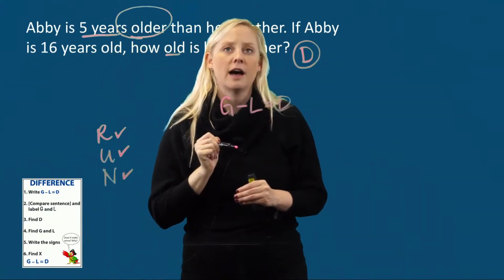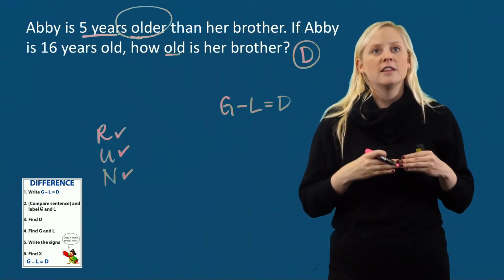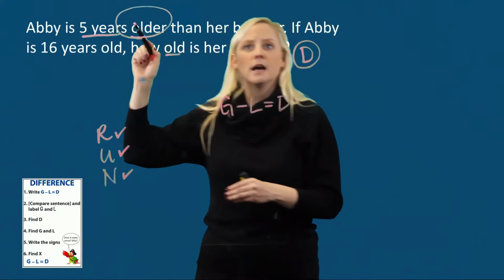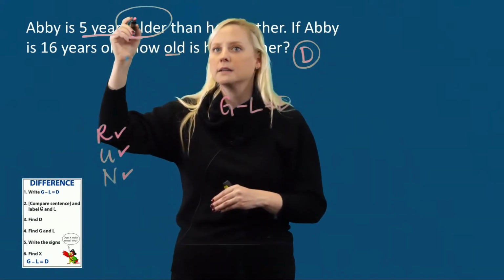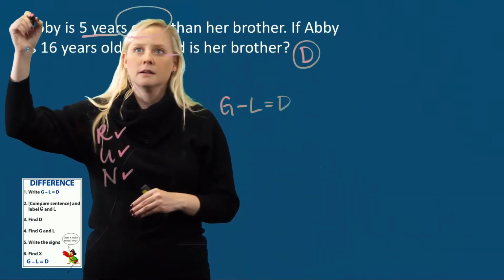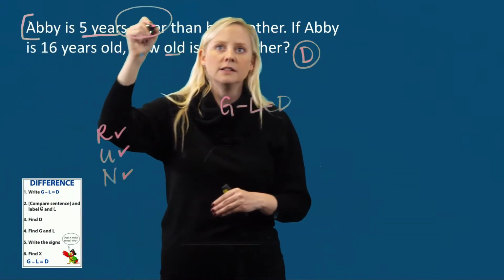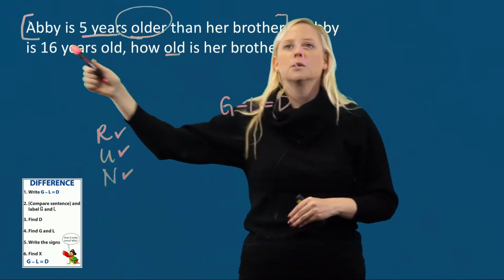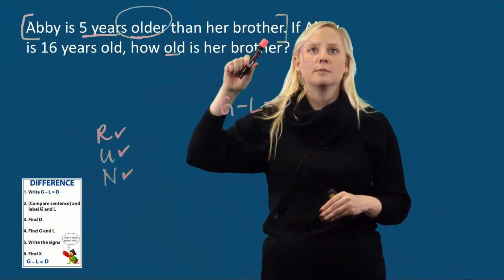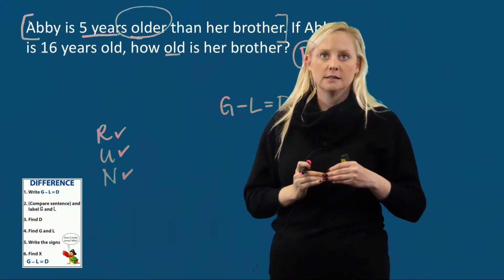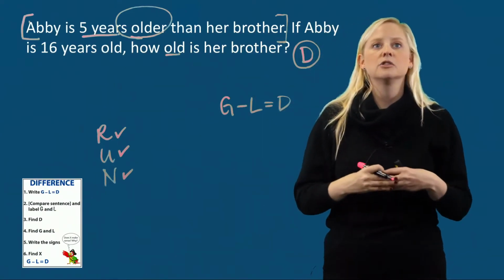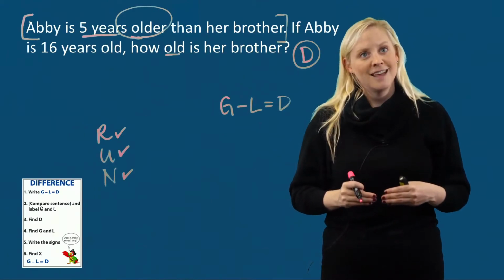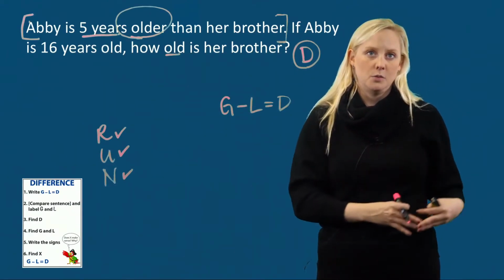I'm going to circle that because that's an ER word that's telling me that there's a comparison. So I know that older is our compare word, and to figure out the compare sentence, I just bracket the beginning of the sentence all the way to the end of the sentence. So Abby is 5 years older than her brother is our compare sentence. I now need to label G and L. I need to label the amount that's greater above the word and the amount that's less above the word.